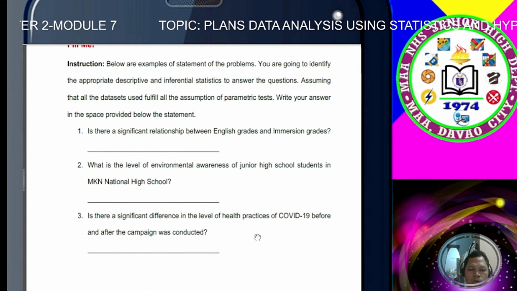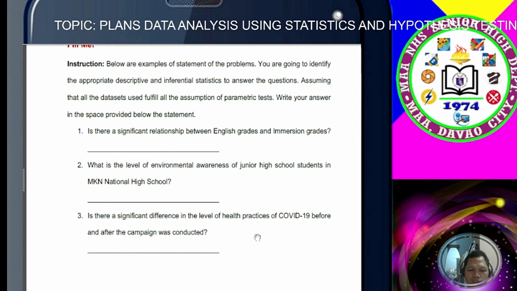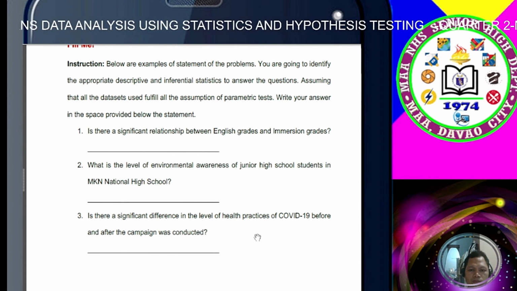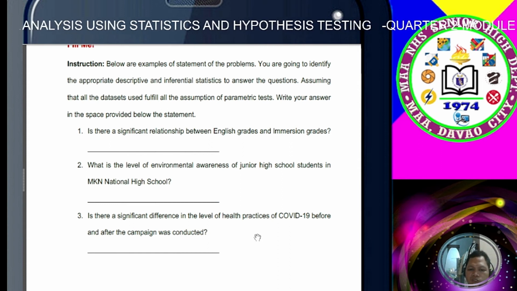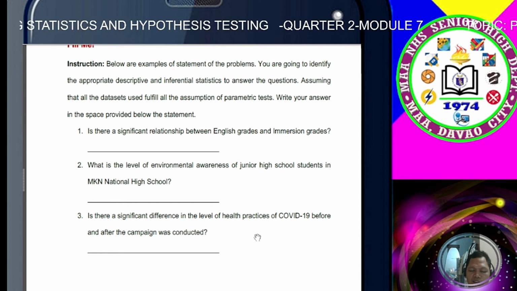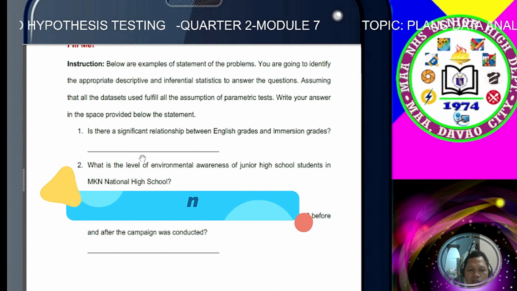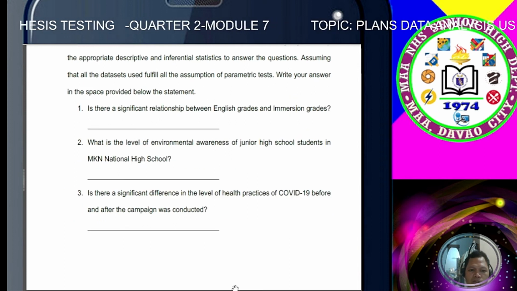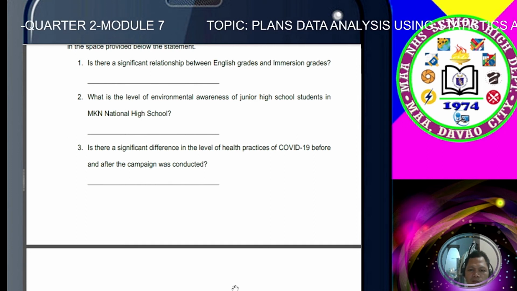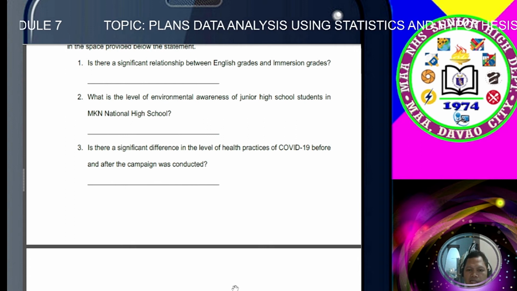Number 2. What is the level of environmental awareness of junior high school students in MKN National High School? So what statistical tool will you use? Correct, it is the mean, because we're only dealing with the level. Third, is there a significant difference in the level of health practices of COVID-19 before and after the campaign was conducted?